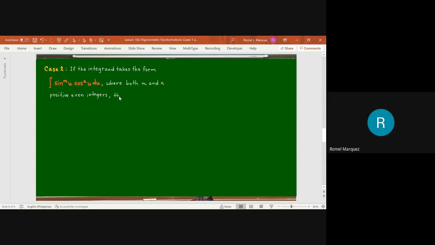Then use the transformation. So meaning use the following identities. So whatever is appropriate, we have these identities. There are three identities that you can choose. So sine u cosine u. Remember, if this is times 2, it is sine 2u. But if I solve for sine u cosine u, it is 1/2 sine of 2u.